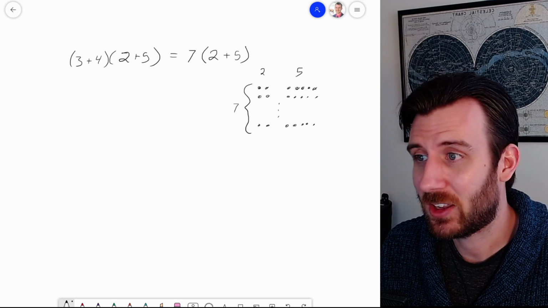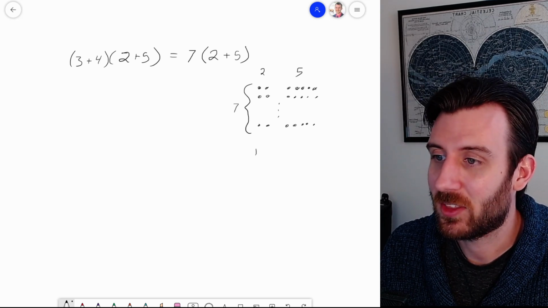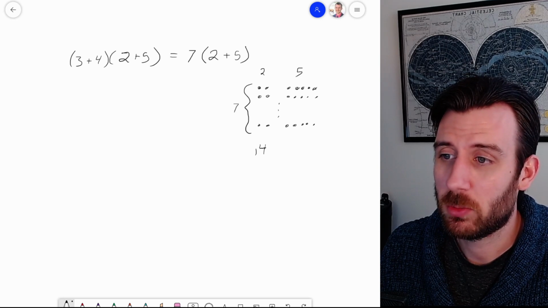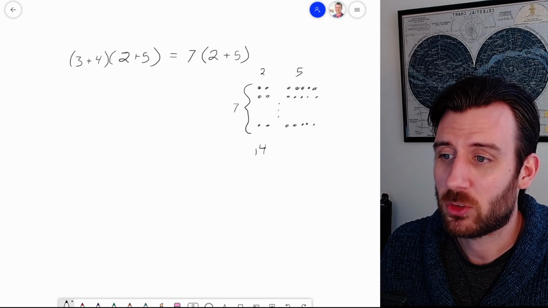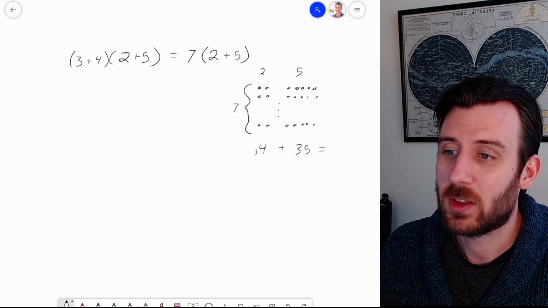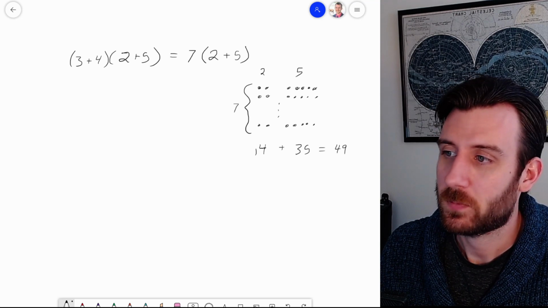Oh, so we can actually change the order of this entire thing and say that here we have 14, no matter how you look at it. And here we have 7 groups of 5 or 5 groups of 7. So that's going to be 35. So we have 14 and 35 gets us 49.